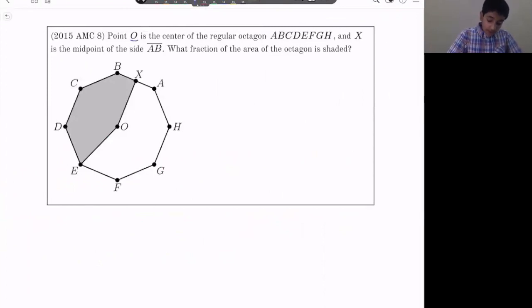Point O is the center of a regular octagon ABCDEFGH, and X is the midpoint of side AB. What fraction of the area of the octagon is shaded? So I'm going to give you some time to work on this problem. And the hint here is to break up the areas into areas that you know how to deal with. So try solving it.